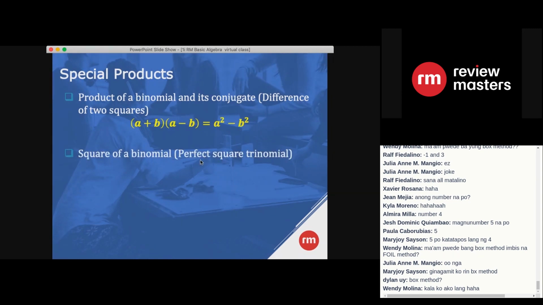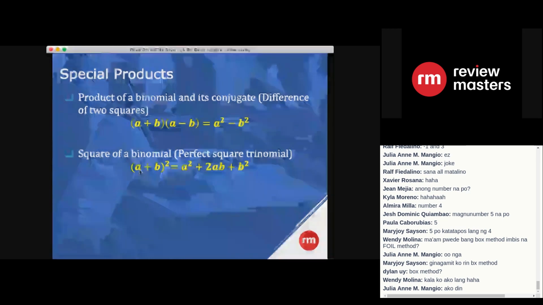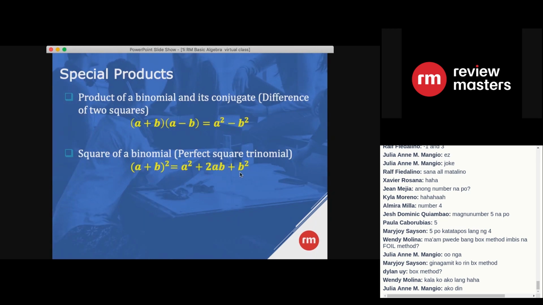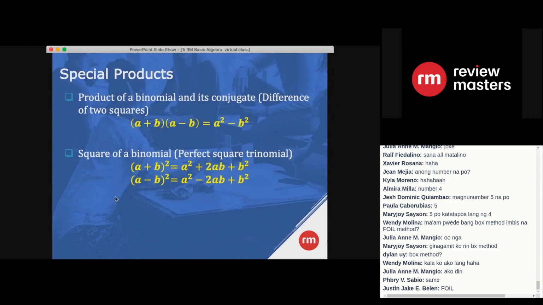When you square a binomial, perfect square trinomial, so A plus B squared is you square the first term plus twice the product of the two terms plus the square of the last term. Okay, so that will be the square of a binomial, and the product would be a perfect square trinomial. A minus B squared is equal to A squared minus, kasi minus ito, minus din siya, twice the product of the two terms plus the square of the last term.